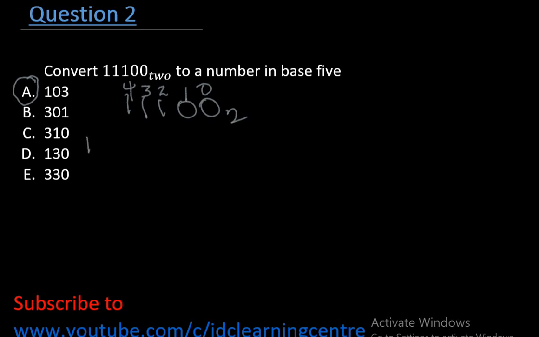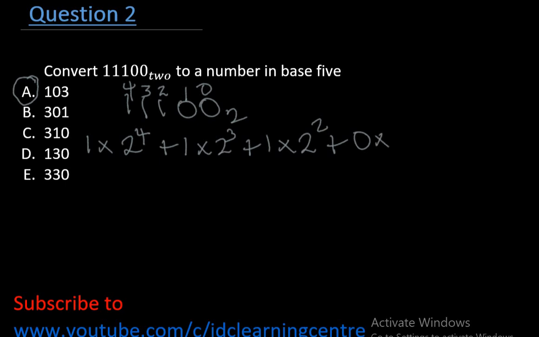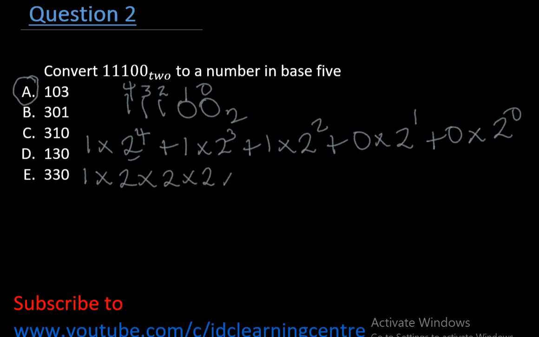Okay, so this is 1 times 2, since you are working on base 2, raised to power 4 plus 1 times 2 raised to power 3 plus 1 times 2 raised to power 2 plus 0 times 2 raised to power 1 plus 0 times 2 raised to power 0. So 1 times 2 raised to power 4 means 1 times multiply 2 by itself in 4 places. So we have 2 times 2 times 2 times 2 plus the next, 1 times 2 raised to power 3, you multiply 2 by itself in 3 places.